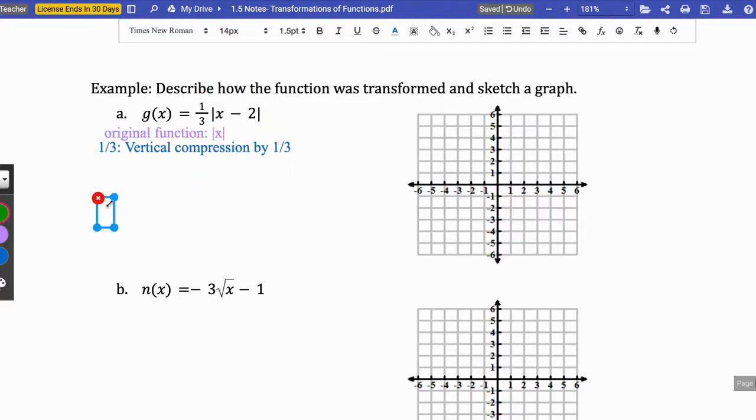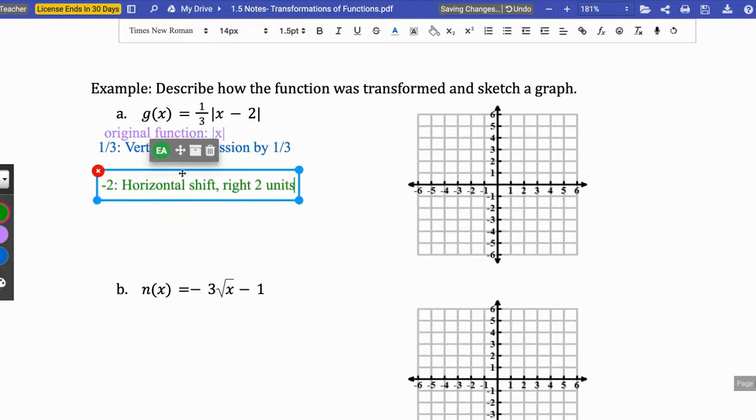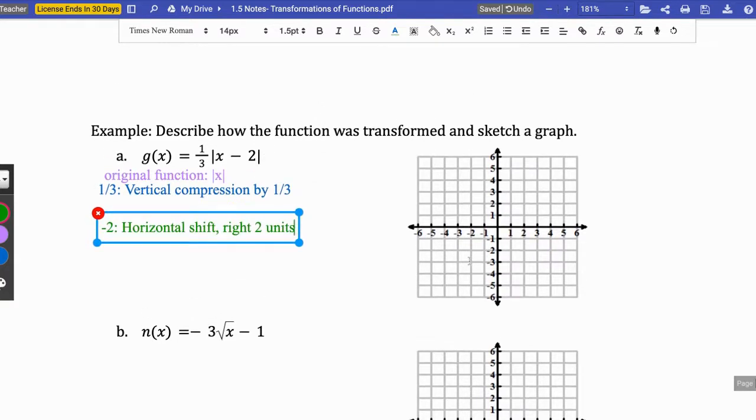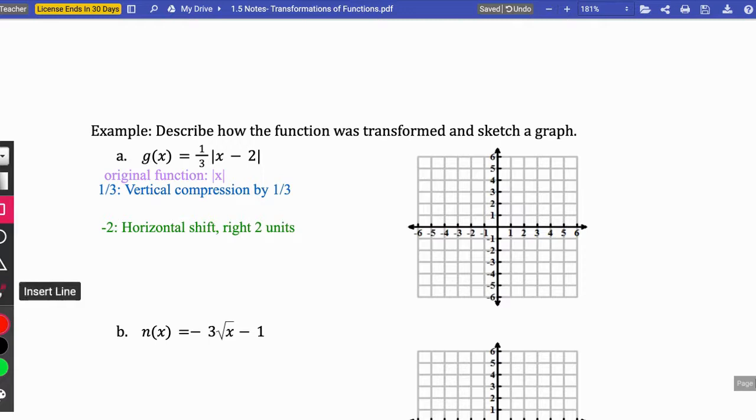There we go. All right, so next we're going to try to identify what the -2 is. Well, the -2 represents a horizontal shift because it's on the inside of the function, and this is to the right. So horizontal shift right 2 units. There's a couple of ways you could sketch the graph of this, but I know the absolute value function is just a v, so I'm going to start with graphing the original function. The reason I do that is since I know what all of these things mean, I can just perform that transformation directly.